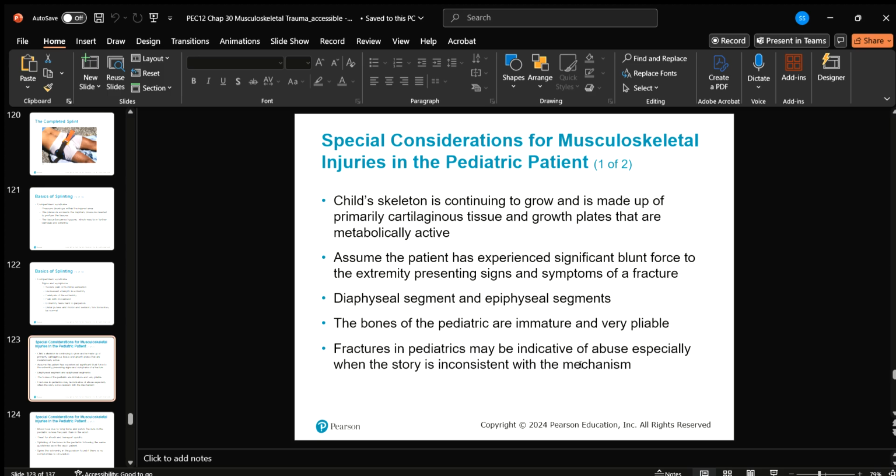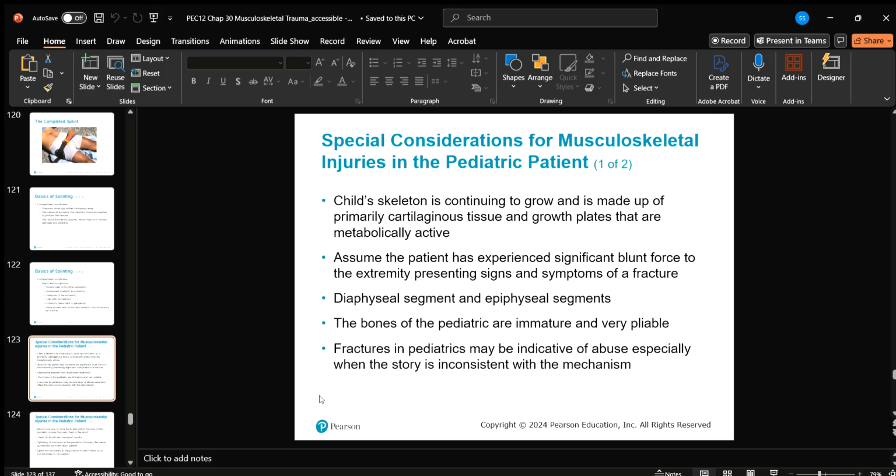All right, so these are special considerations. We're nearing the end of this lecture. We're talking about children here, pediatrics. Okay, the child skeleton is constantly growing. You may see these terms, okay, I have a hard time pronouncing this term, but epiphyseal segments. We're talking about growth plates, okay? Fractures at growth plates are very bad for the child because it could impact their growth or equal growth of the extremities.